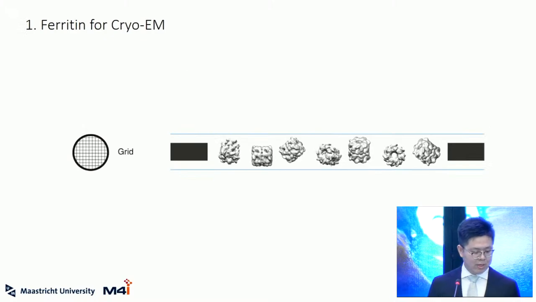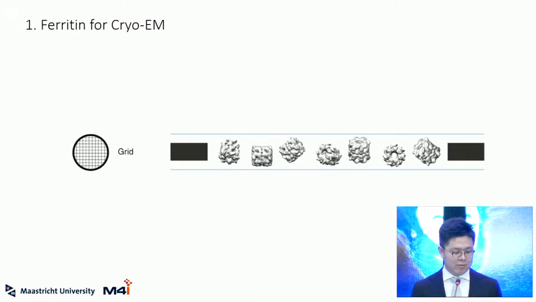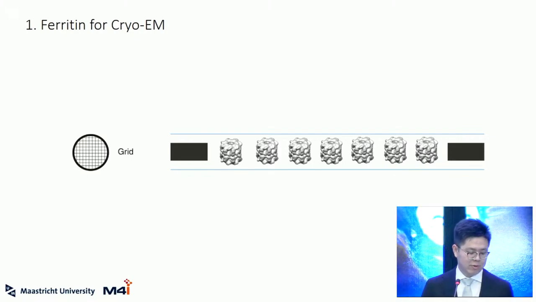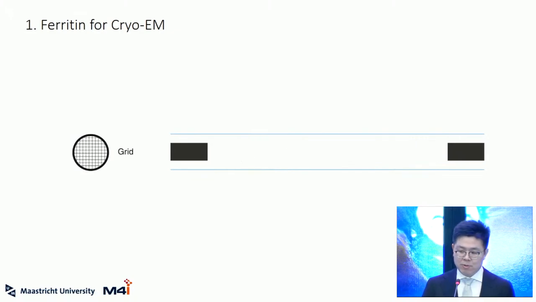First of all, a benchmark sample. As I introduced before, for an ideal sample, we would expect a single layer of protein with random orientation and sufficient concentration embedded in thin vitreous ice. But that is not always the case. Sometimes we may have preferred orientation, which means all proteins may have one or two orientations, and then we cannot obtain a high resolution reconstruction. And sometimes we may even end up with nothing in the hole.